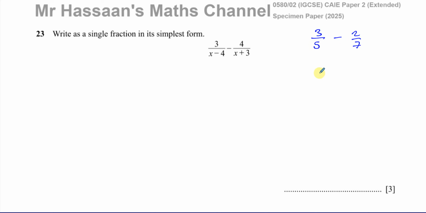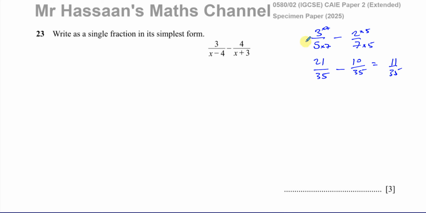So we would write this as a fraction over 35, and we say, what do we have to multiply 5 by to give us 35? Well, that's 7. What do you have to multiply 7 by to give us 35? Well, that's 5. So the numerator here must also be multiplied by 7, so we get 21. And here the numerator has to be multiplied by 5, so we get 10. So we end up with 21 minus 10, which is 11 over 35.